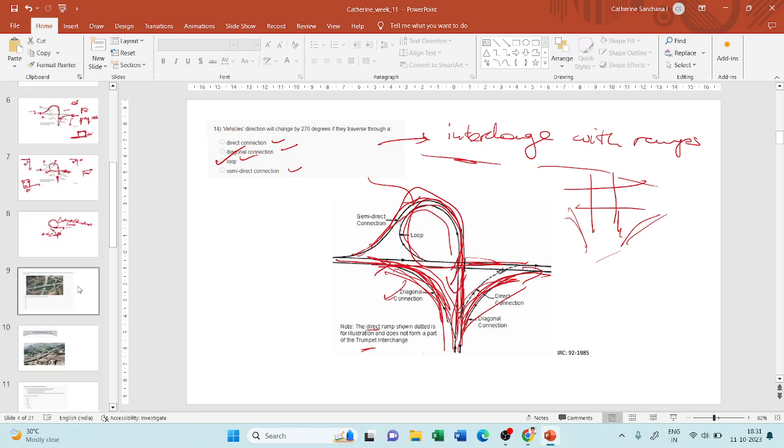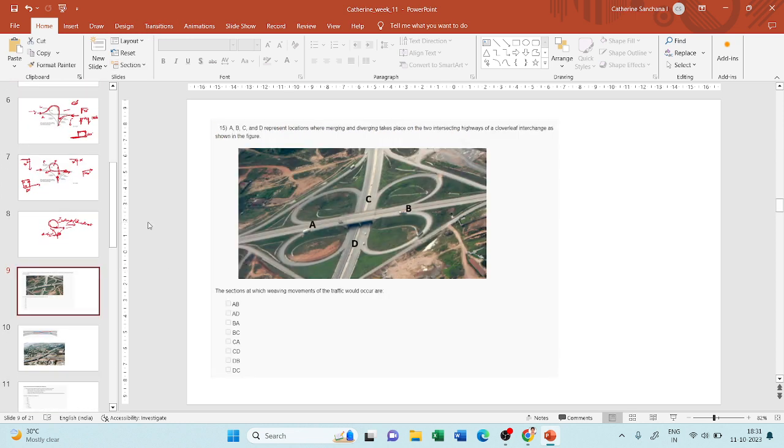Now moving on to the next question. A, B, C and D represent locations where merging and diverging takes place on the two intersecting highways of a clover leaf interchange as shown in the figure. So what is merging and diverging? First let us understand what a clover leaf intersection is, and then let us understand what merging and diverging is.